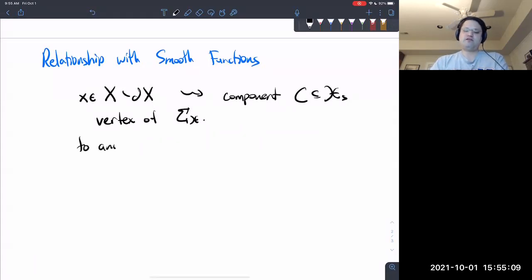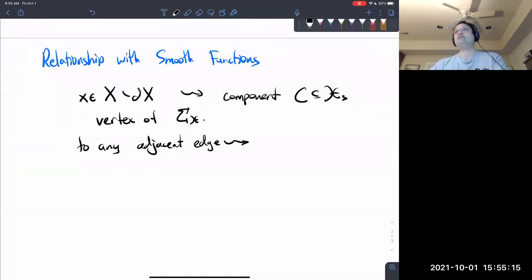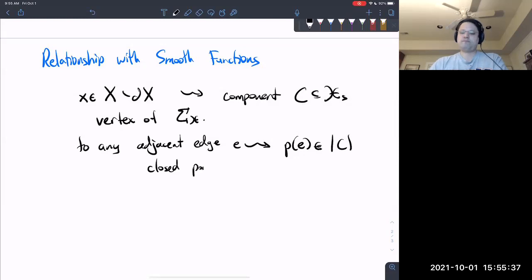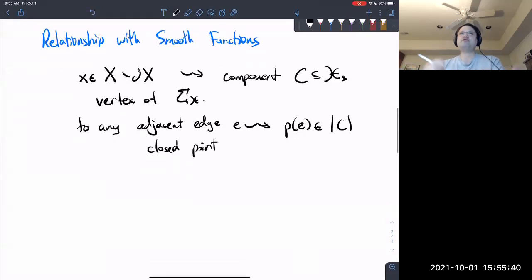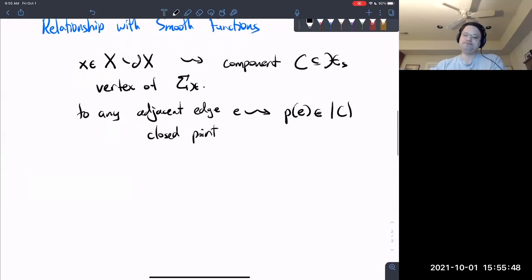Then to any adjacent edge E, I can associate the associated singular point of X_S. I get a closed point of C. And again, remembering that edges in the skeleton correspond to singular points on the special fiber of my semi-stable model, this is just the associated point.